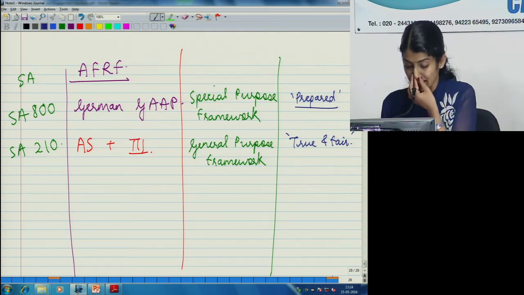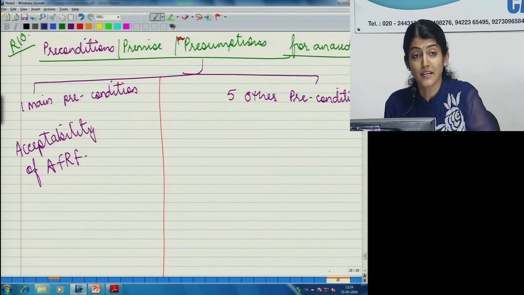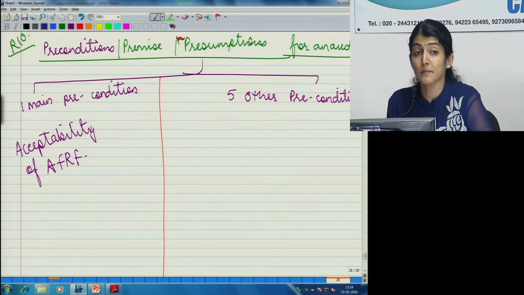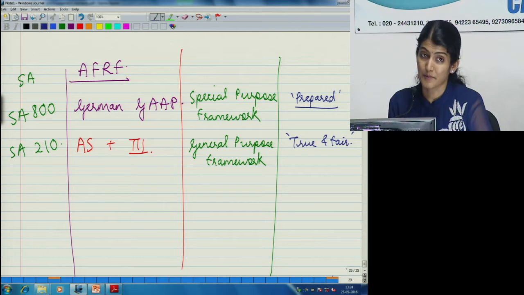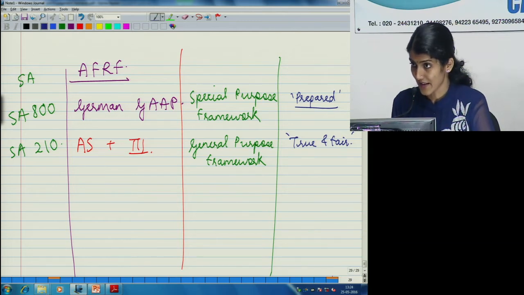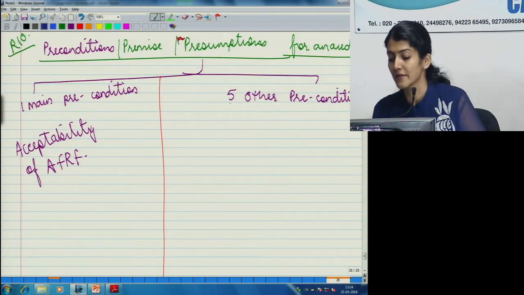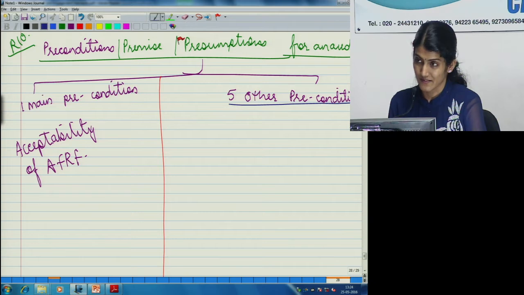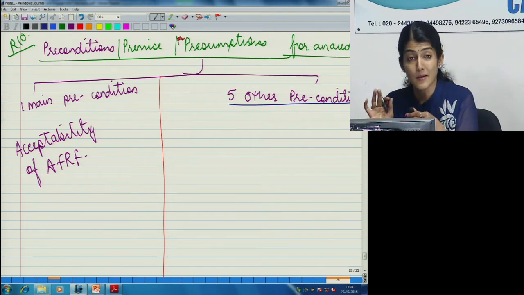Do you understand that? Okay, right. So that's the main precondition, the acceptability of the AFRF. तो ही आगे की बात करने का. Only if the AFRF is acceptable. Do you understand that? The acceptability of the AFRF. And once the AFRF is acceptable, then we have 5 other preconditions.